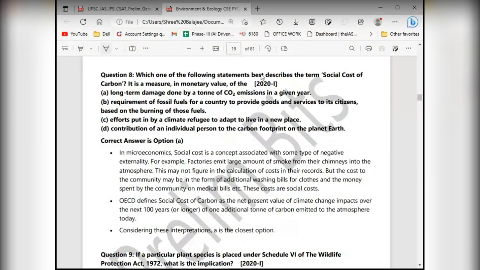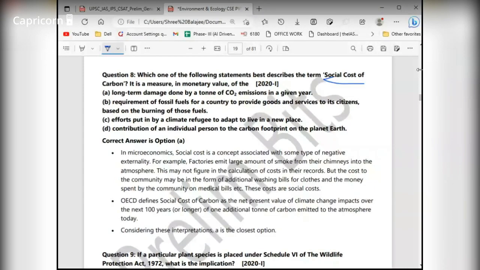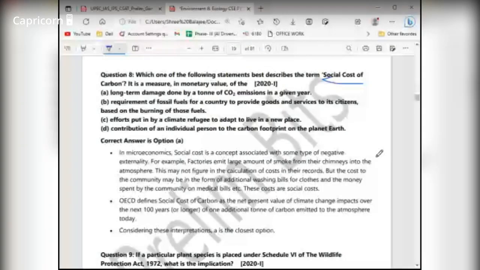So the very first question of the day is, which one of the following describes the term social cost of carbon? So you have to tell what the social cost of carbon is. Since this question appeared in the news at that time, it was there in the UPSC exam. Now, how can you solve it?